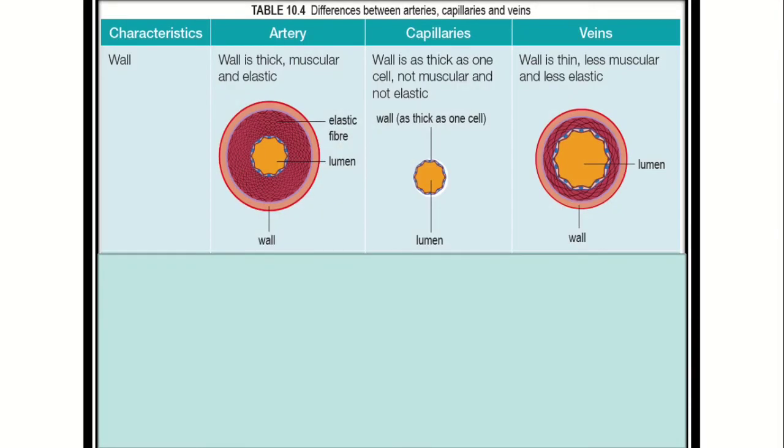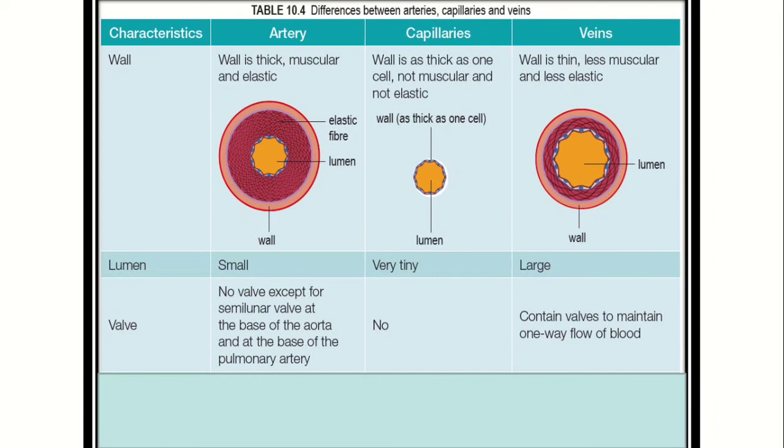The table shows the differences between arteries, capillaries, and veins. The artery has a wall which is thick, muscular, and elastic. The wall of the capillary is as thick as one cell only, not muscular and not elastic. The wall of the vein is thin, less muscular, and less elastic. The size of the artery is small. Meanwhile, the capillary is very tiny compared to the vein, which is large.